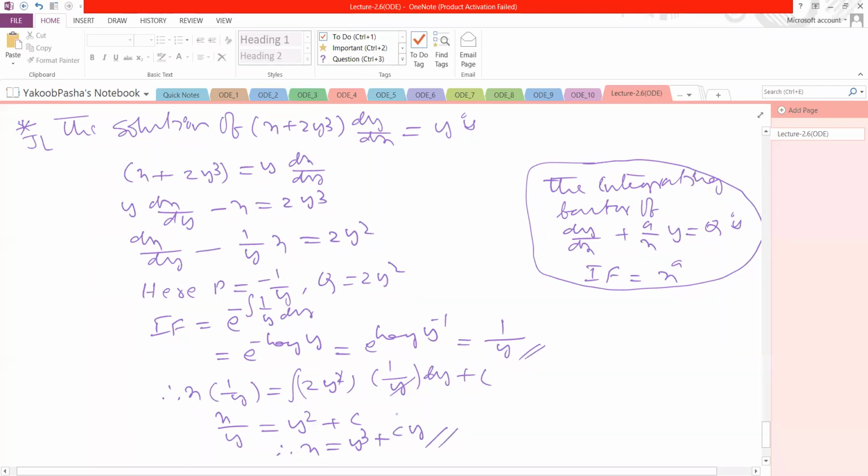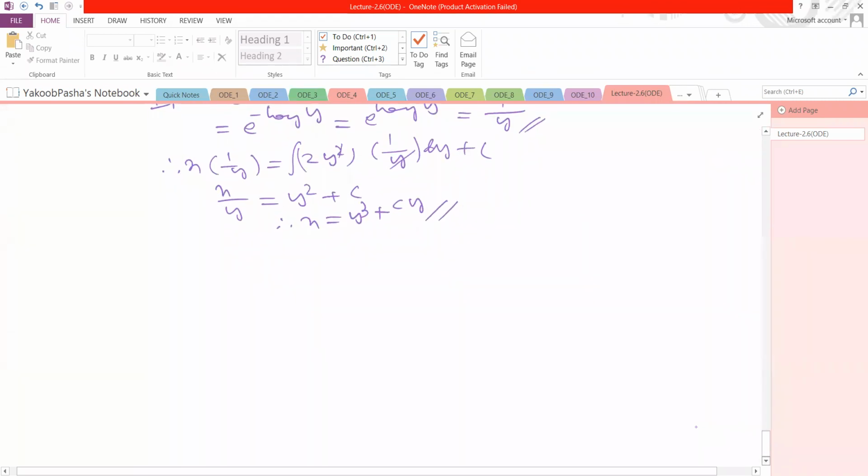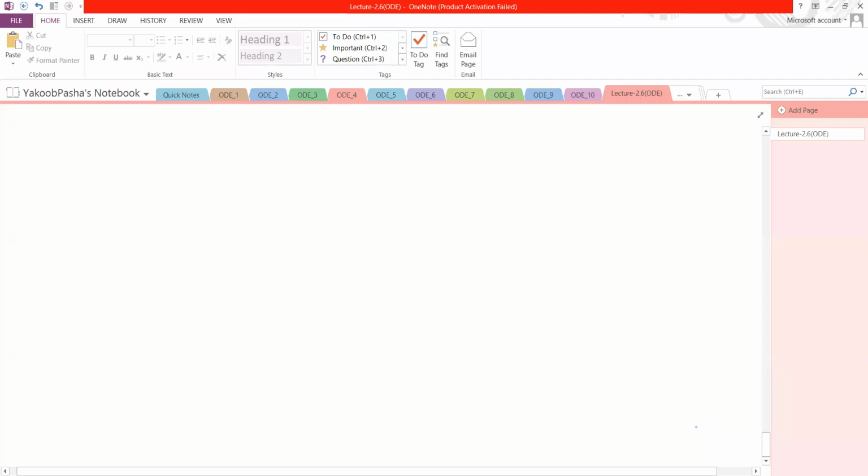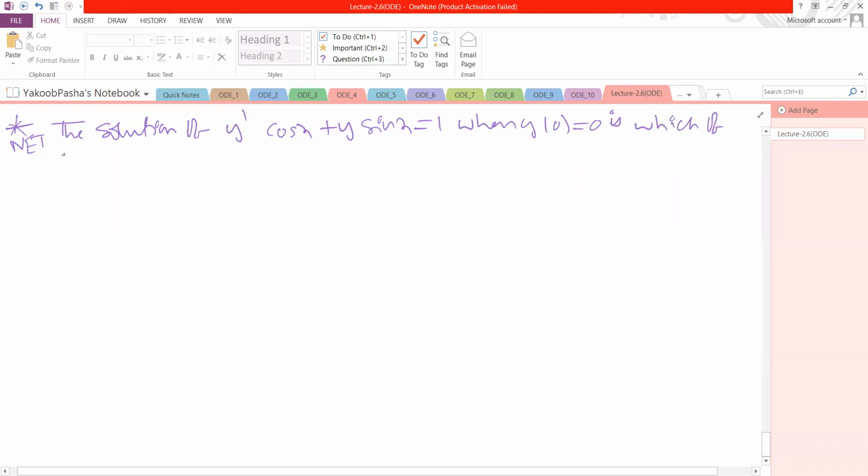Now I am taking one CSIR NET question. The solution of y dash into cos x plus y into sin x is equal to 1, when y of 0 is equal to 0. Which of the following is not correct?